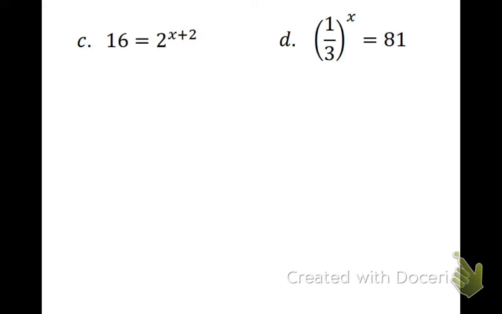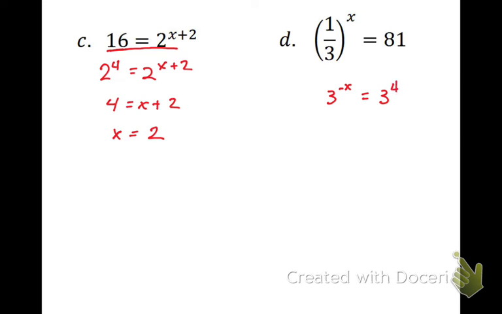Okay, so what was your exponent? What base did you use on this one? 2. So 2 to the 4th equals 2 to the x plus 2. So 4 equals x plus 2. So x equals 2. Okay, what about on D? 3 to the negative x equals 3 to the 4. So x equals negative 4.